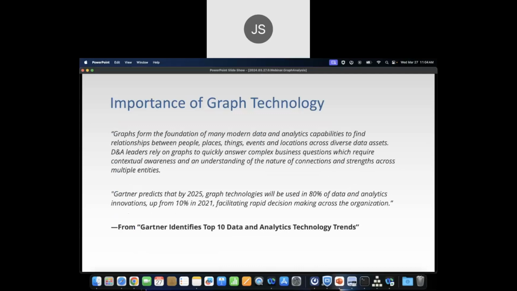The importance of graph technology is being understood more and more. And as you can see here with this quote from Gartner, Gartner predicts that by 2025, graph technologies will be used in 80% of data and analytics innovations, up from 10% in 2021, facilitating rapid decision-making across the organization.